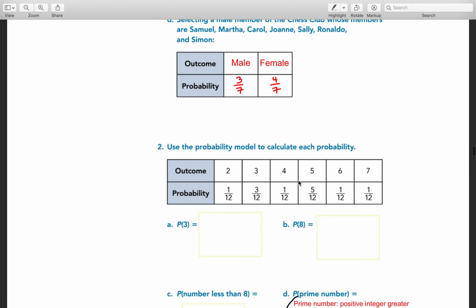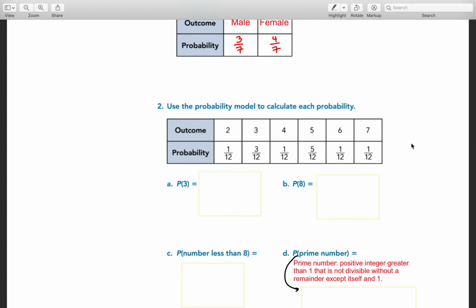Number 2, it says use a probability model to calculate each probability. So now we're given this model and we're just figuring out the probability of choosing 3, which is right there. Probability of choosing 3 is 3 over 12, but you can simplify that as 1/4. How about B? It says probability of choosing an 8. Notice how there is no 8. It ends on 7, so it's going to be 0. It's not possible for you to roll an 8 or choose an 8.